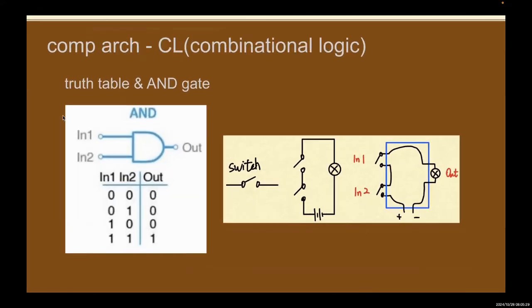So today we talk about combinational logic, which is CL in computer architecture. And we can start with the truth table and AND gate.